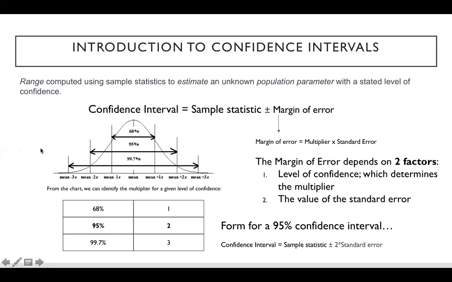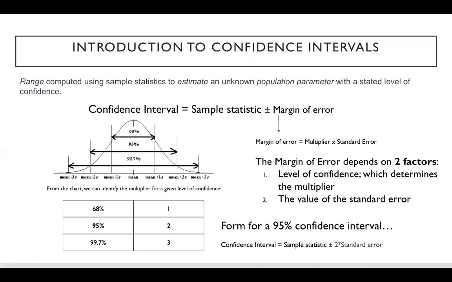Okay, so here's just an overview of confidence intervals. The formula for confidence interval is your sample statistic plus or minus margin of error. Margin of error can further be broken down into your multiplier times the standard error. So the margin of error depends on two factors. First off, it depends on the level of confidence. This level of confidence ultimately determines the multiplier.